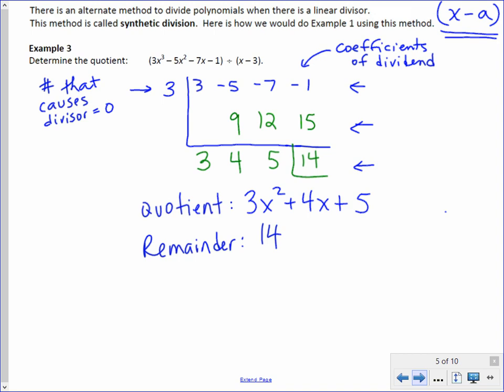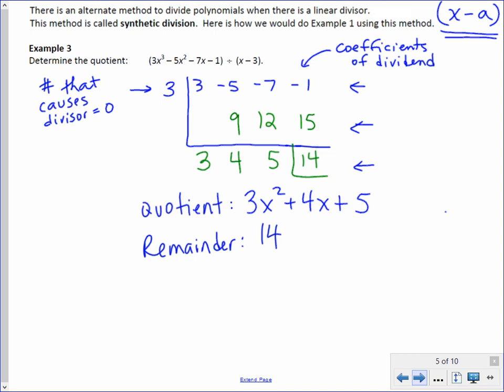I'll say that one more time. Whatever degree the dividend is, remember your divisor is always degree 1. You can only use this method for linear divisors. Degree 3, degree 1, this must be degree 2. Degree 4, degree 1, must be degree 3. Degree 9, degree 1, must be degree 8. Not that I would ever make you do that.